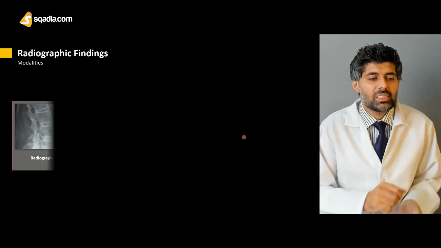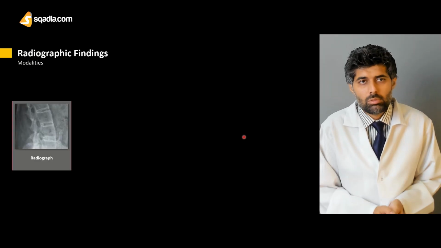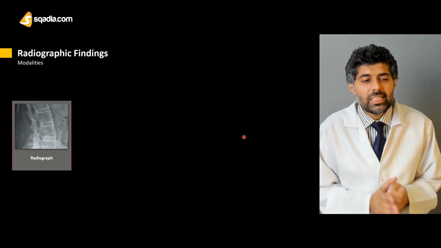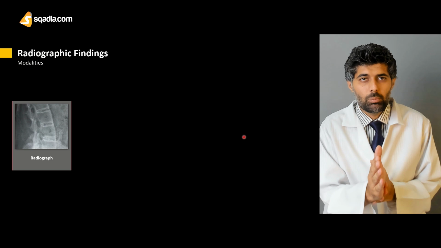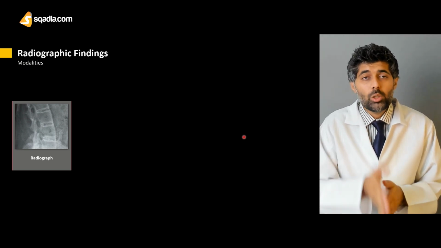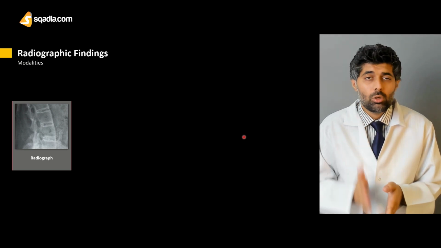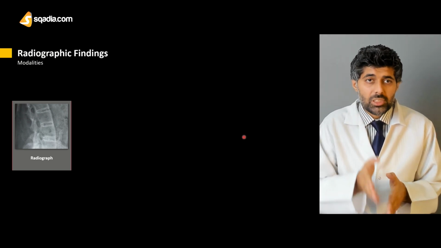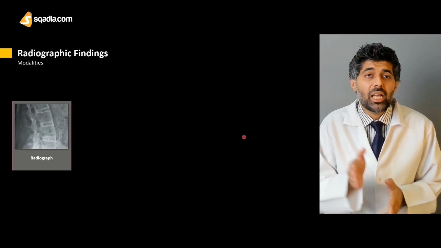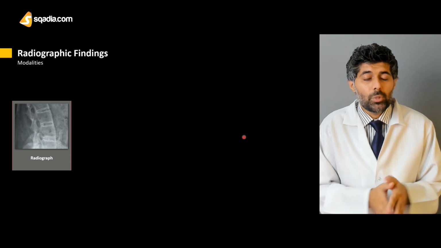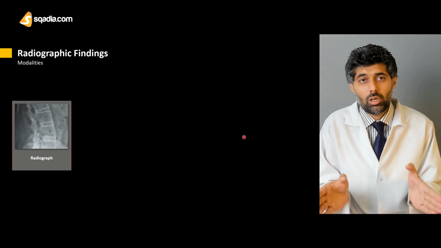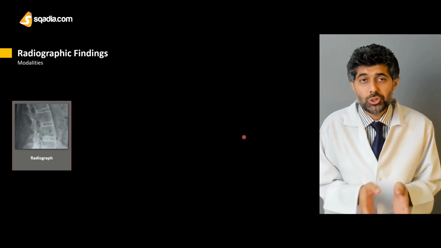Now, these modalities can be plain radiographs, and on plain radiographs, what we see is a vertebral column with its vertebral bodies fused together all the way from the cranium to the caudal area. Now, this is characteristic of ankylosing spondylitis and is termed bamboo spine, because on a normal X-ray or radiograph, it looks like a bamboo stick.